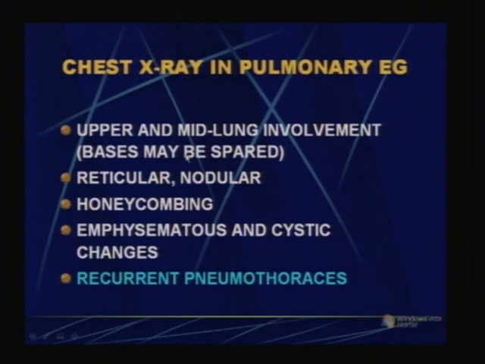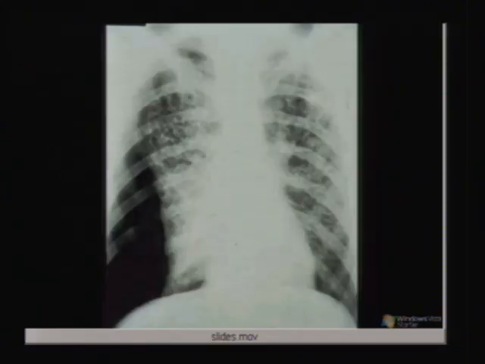The pulmonary eosinophilic granuloma, this is again a disease which involves upper and mid zone of the lung. You can have both reticular and nodular shadows, and you can have honeycombing. In this disease you can also see multiple cystic shadows along with an evidence of pneumothorax in some situations.